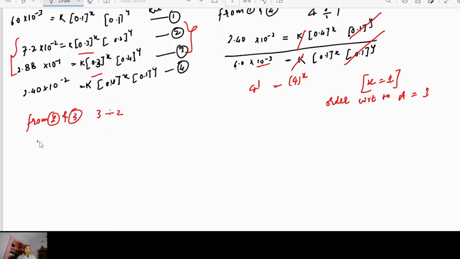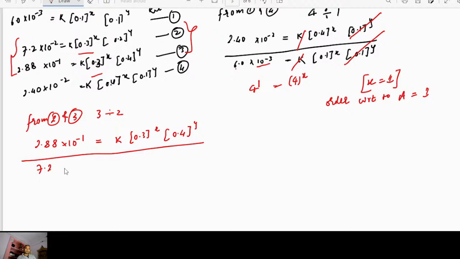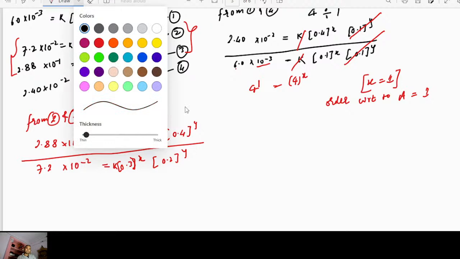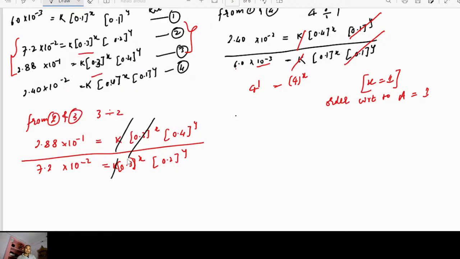So here 2.88 into 10 power minus 1 equal to K, 0.3 power X, and in another bracket 0.4 power Y. Now you divide it with equation number 2. 7.2 into 10 power minus 2 equal to K, 0.3 power X, and 0.2 power Y. Now see, some values which are the same will cancel out. K and 0.3 power X cancel out.